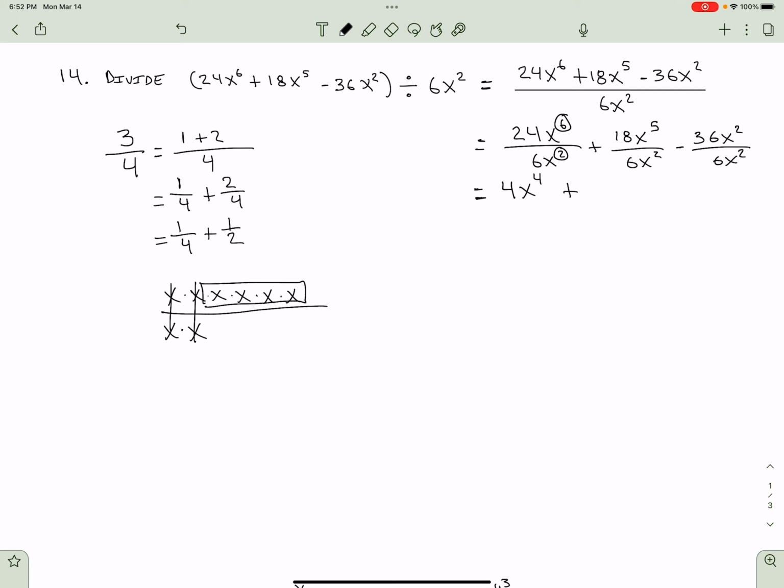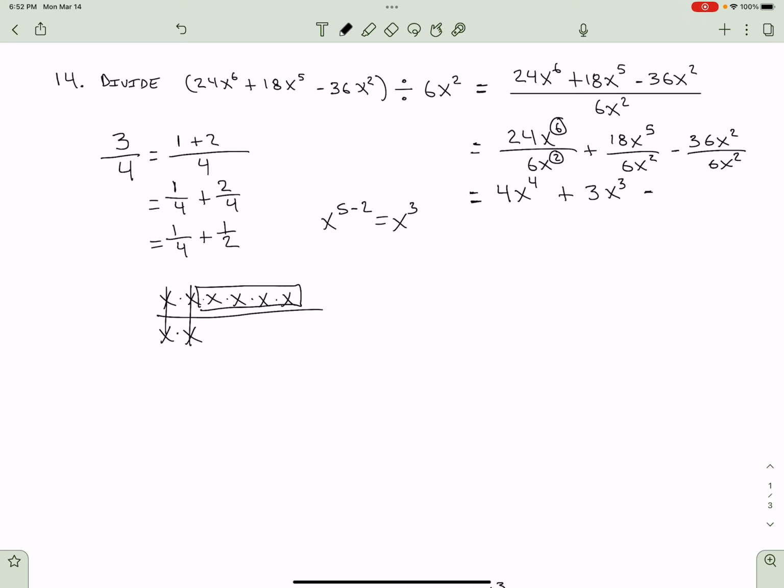Now we move on to the next term. 18 divided by 6 is 3. Now if I have 5 x's multiplying, and I'm dividing by 2 x's down below, then I can say, well, there's only 3 x's left in the numerator. It's the same idea. It's x to the 5th minus 2 equals x to the 3rd.